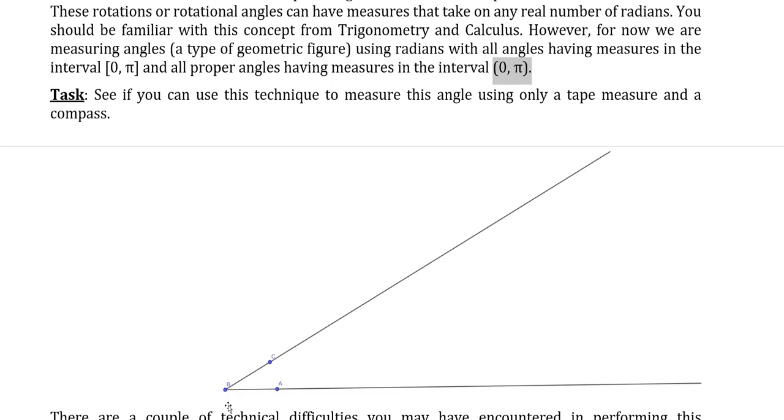So here's a task for you. Take an angle, any angle that you want, draw it out on a piece of paper using a straight edge, and then only use a tape measure and a compass, measure the radian measure of that angle. So see if you can do that based on what we've just talked about. I'm going to give you a chance to do that and then come back. Press pause now.